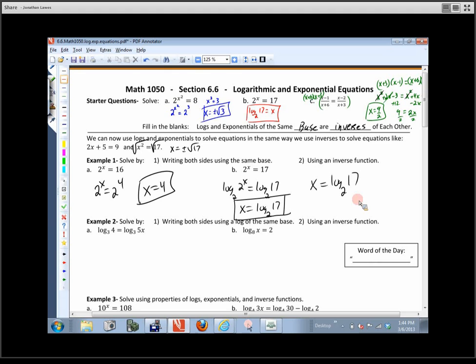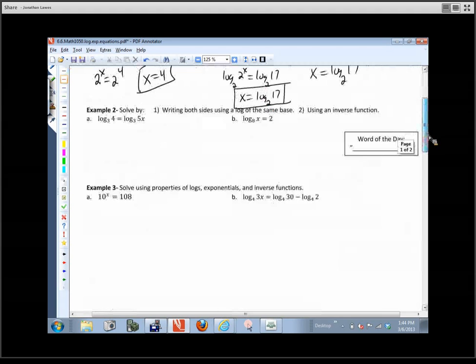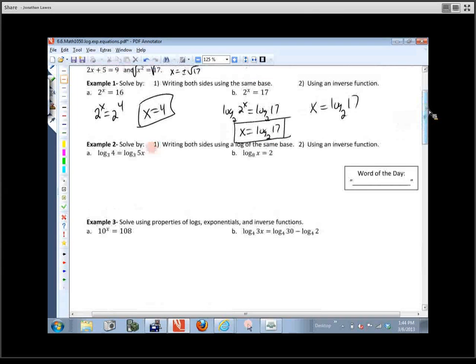Okay. So those are exponential equations, and now I've got some logarithmic equations that we want to solve using the same type of ideas. So on this problem right here, there's a huge favor that's already been done for us on this problem. Can anybody tell us what it is? They already have the same base. So if that's log base 3 of the 4, and that's log base 3 of 5x, then 4 must equal 5x. And then I can just solve that equation. So I get x equals 4/5.